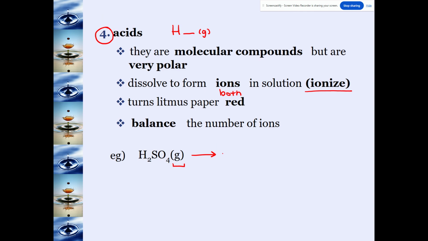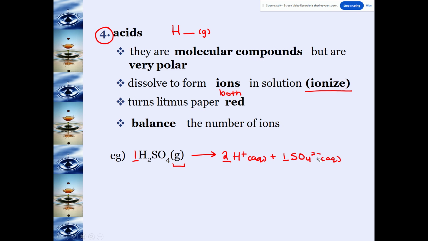It's going to split into 2 hydrogen ions because there was a subscript of 2, and there's only one sulfate, because if there was more than one sulfate, it would have had brackets around it with a number. Okay, so one of my H2SO4 gas compound is ionizing into 2 hydrogen ions and 1 sulfate ion.